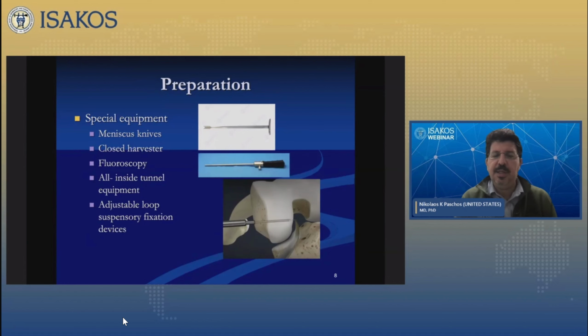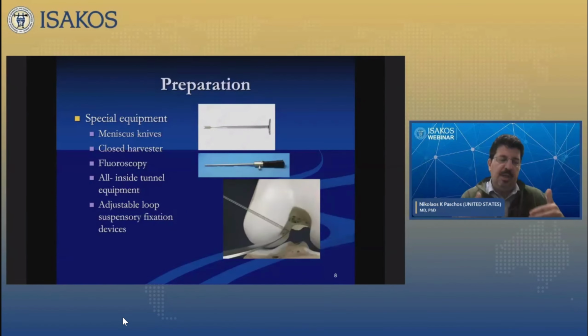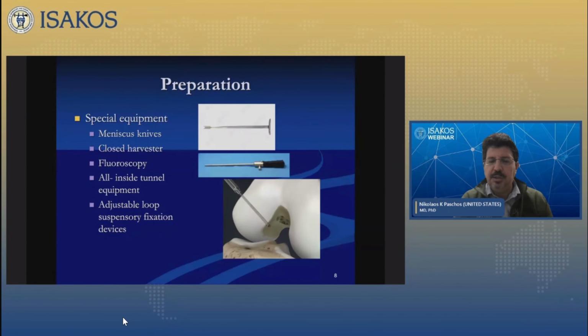Sometimes for these techniques, you need specific equipment for the ITB transfer, for some of the hamstring harvest. You need specific equipment. This is the equipment that I typically use for the techniques that I use. And you may also need a tunnel socket to be able to assess the graft to create a tunnel.